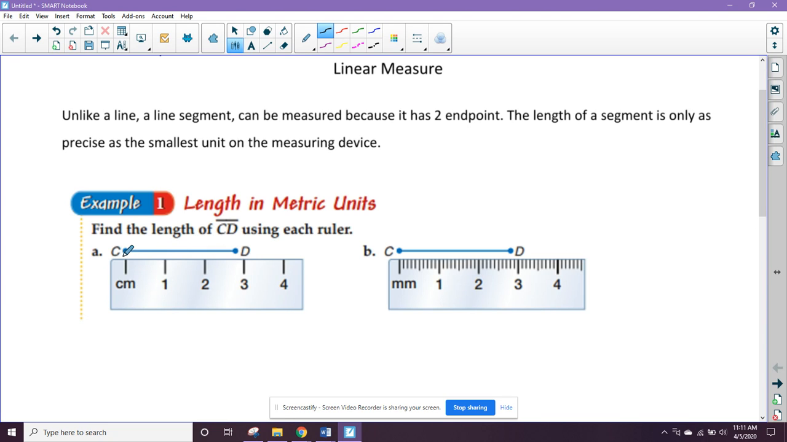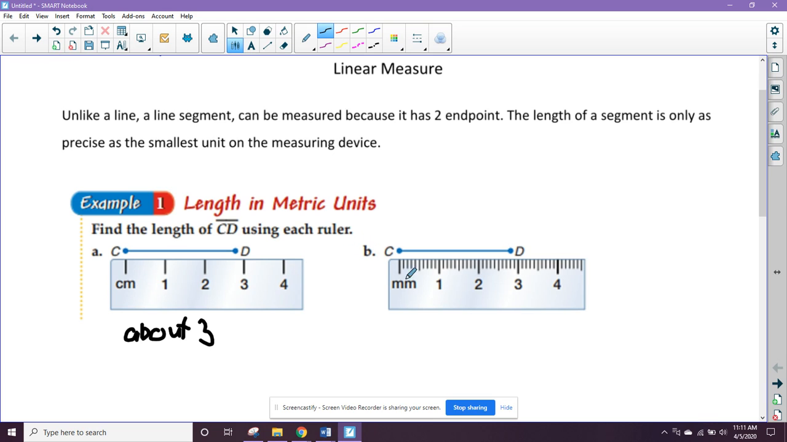So C starts at 0, our first tick, and then we're measuring to D. D is in between 2 and 3. It's not quite to 3, but we're going to say it's about 3, because it's as close as you can get to it, but we can't say it is 3.